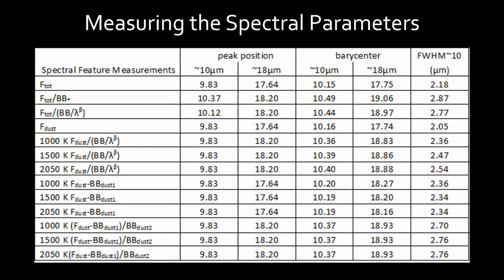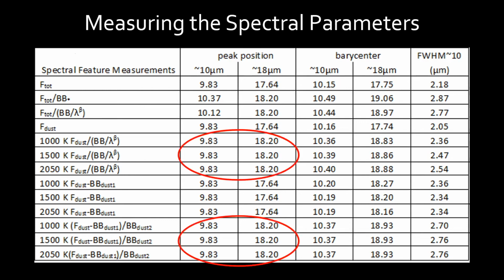The 18 micron feature is more sensitive to the next step in the continuum elimination. For the pathways that do not start with subtracting the star, even the 10 micron feature position varies. The barycentric positions for both the 10 and 18 micron features show similar trends with the 18 micron peak position, showing that division by a continuum has a major effect on how we measure the position of the spectral features.